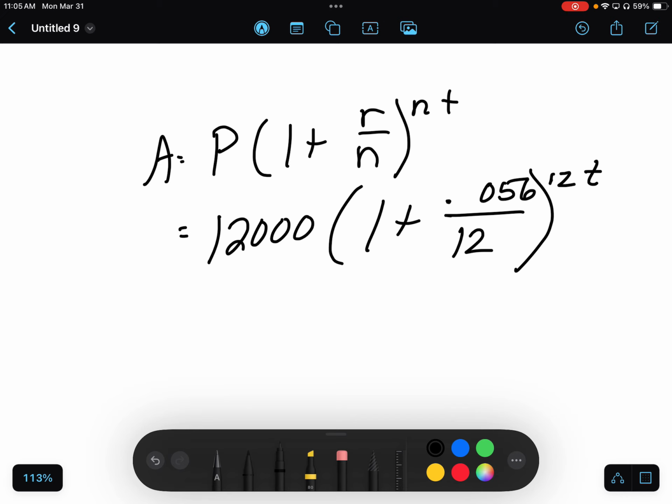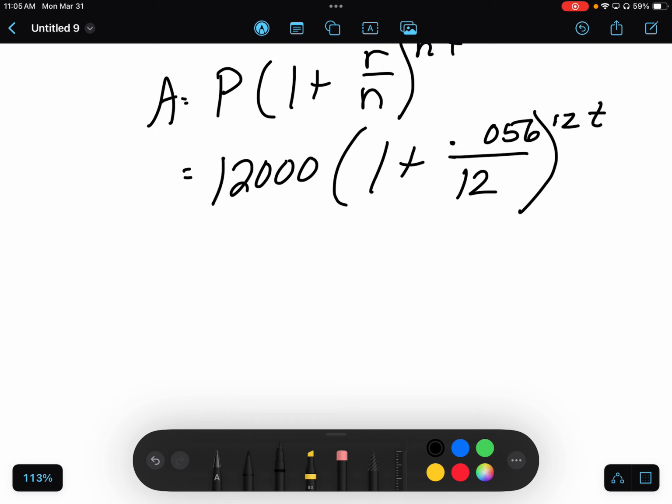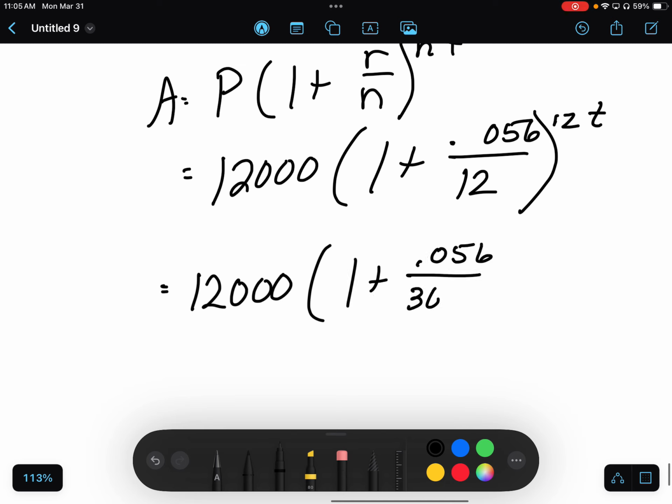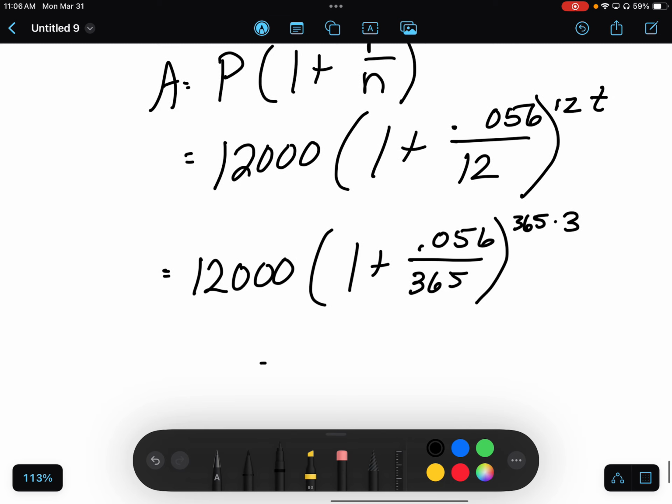Part B, find the amount in the account after 3 years if it's compounded daily. So they button hook you a little bit. 1 plus 0.056, then you go 365, 365 times 3, which you can type all in if you want to get your answer. And I get approximately $14,195.06 if I round.